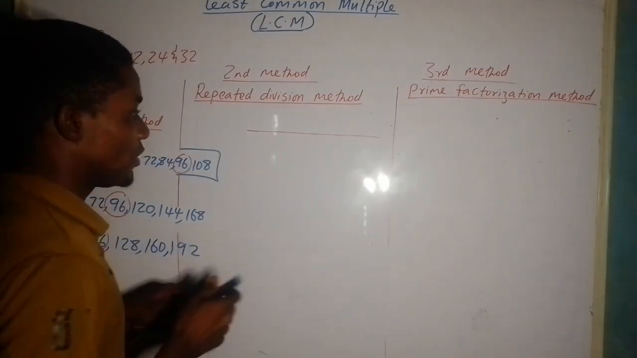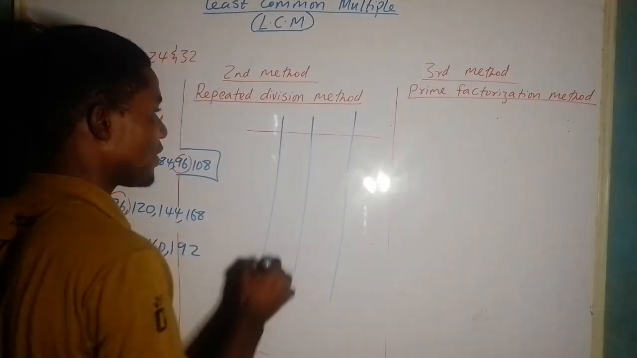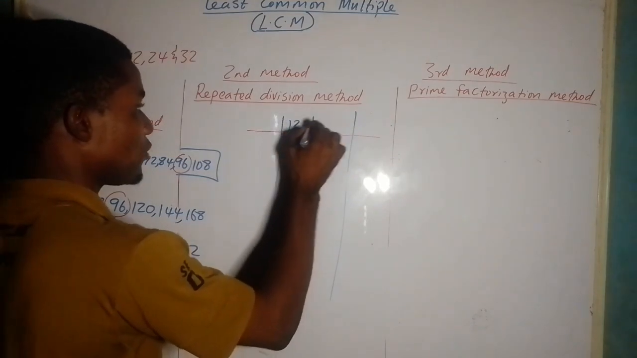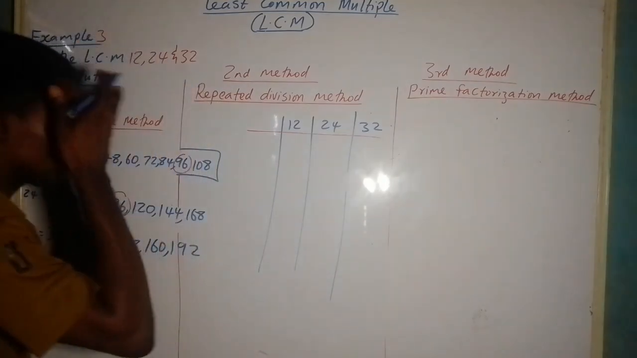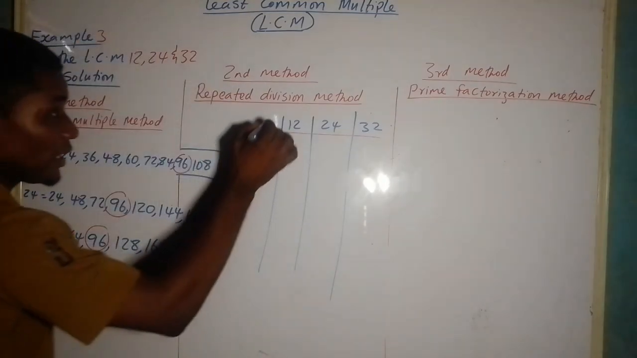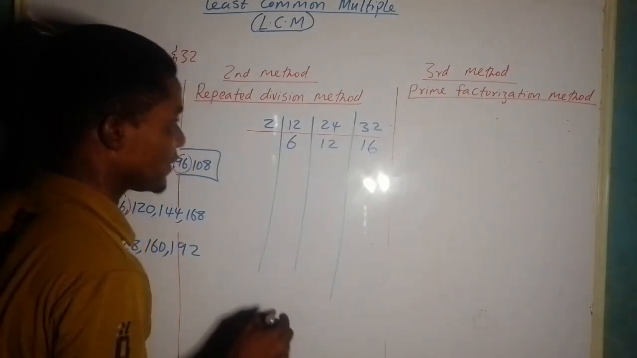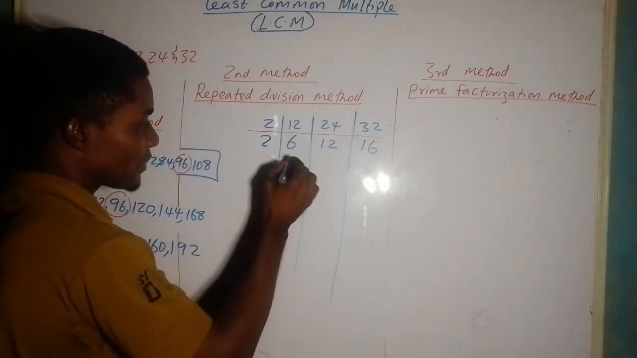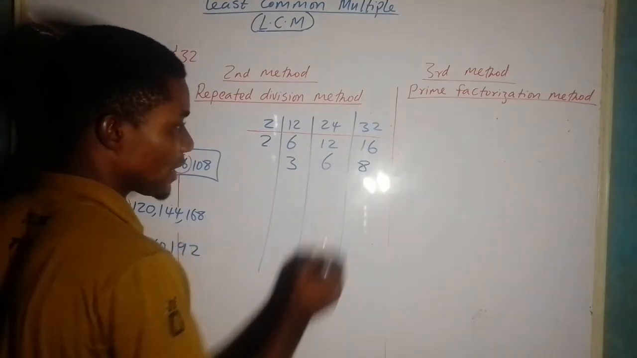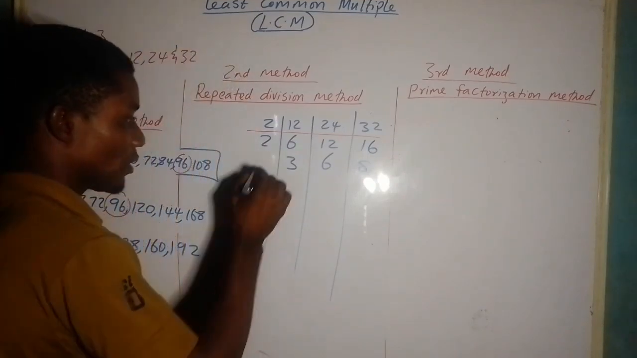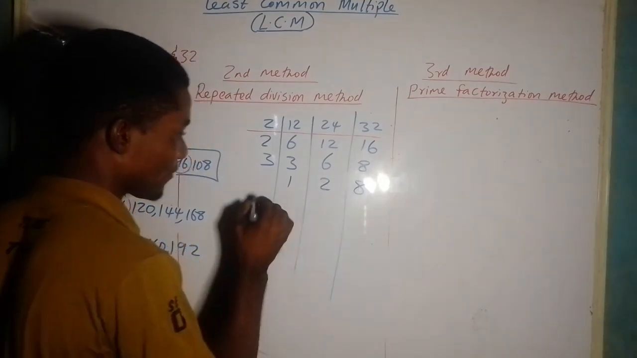Repeated division method. We have the first numbers, 12, 24, and 32. Now, what number can divide these three numbers without any remainder? Let's use 2. 2 here is 6. 2 here is 12. 2 in 32 is 16. Now, let's use 2 again. 2 here is 3. 2 here is 6. 2 here is 8. Let's use 3. 3 here, 1.